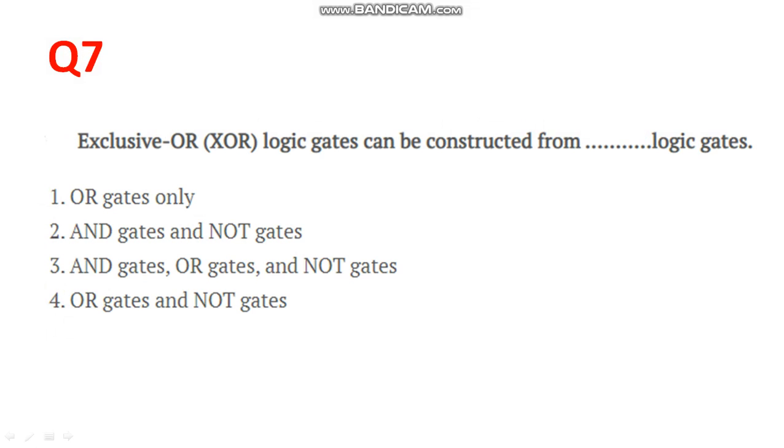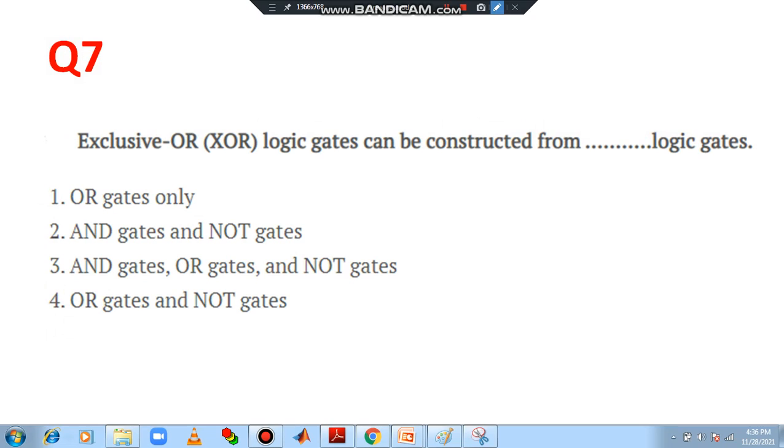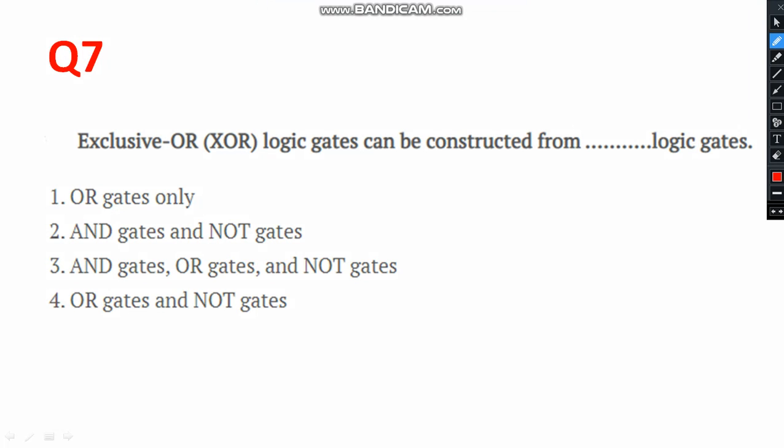Exclusive OR is a logic gate that can be constructed from dash logic gates. I already explained this when I was explaining that. So you can select the third option, AND gate, OR gate and NOT gate. The third option is the correct answer.